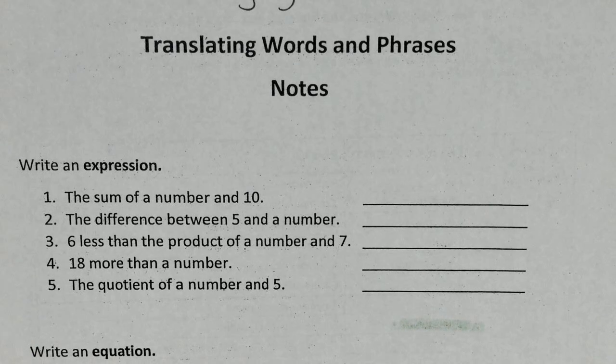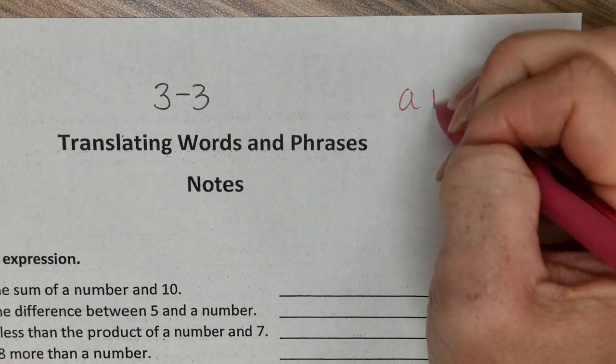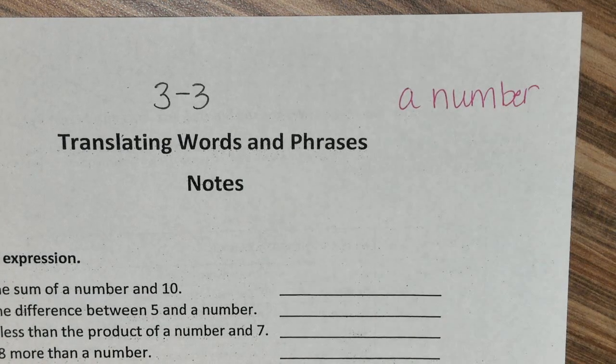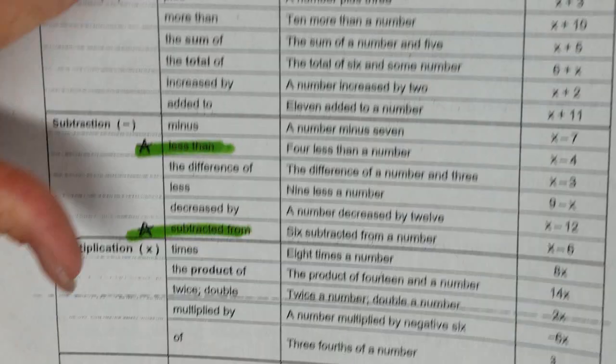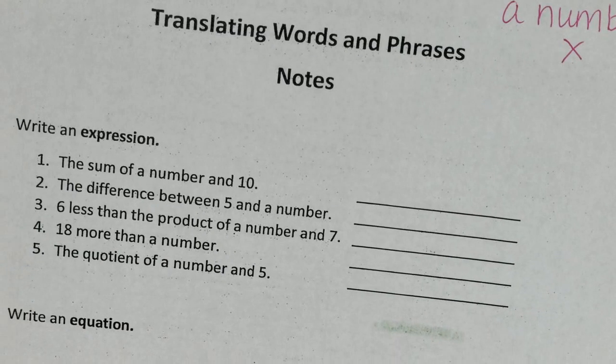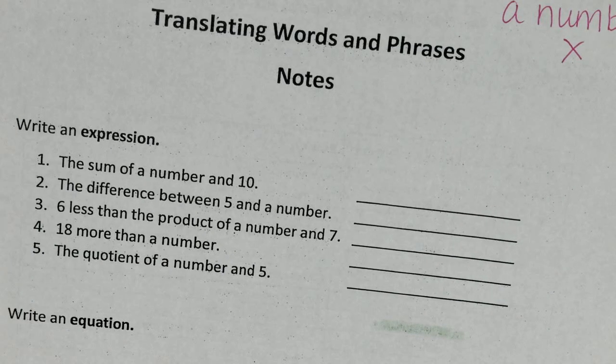Before we start, at the top of your notes, I want you to write, if it says a number, you do not get to make up the number. So in algebra, what do we call a number when we don't know it? Say it. X. We call it X. We call it a variable. So anytime you see the word a number, you're going to put down X. And then you're going to use these words back here to figure out if you're adding, subtracting, dividing, or multiplying. Has everybody got it?